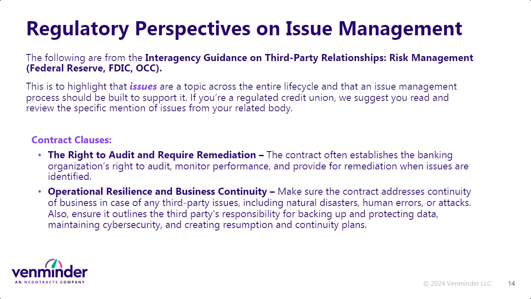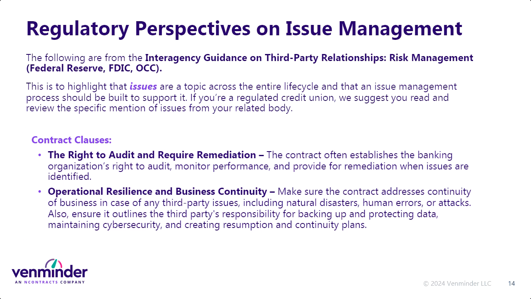But this is the crux, really, of why this is important. So one, contract clauses: the right to audit and require remediation. The contract often establishes, and this is stated in the regulatory guidance, the banking organization's or the credit union's right to audit, monitor performance, and provide for remediation when issues are identified. So that's something you want to make sure you have in your contracts with these critical and high-risk vendors.